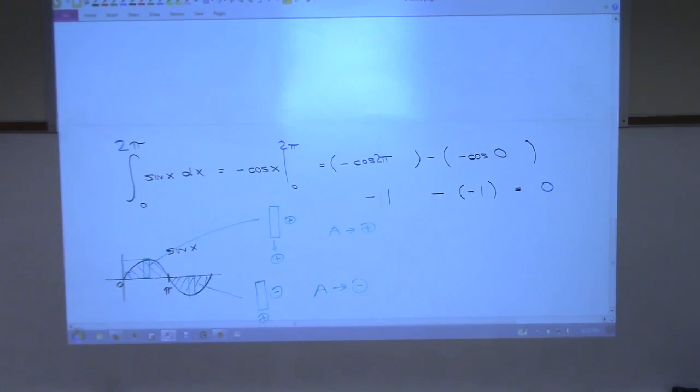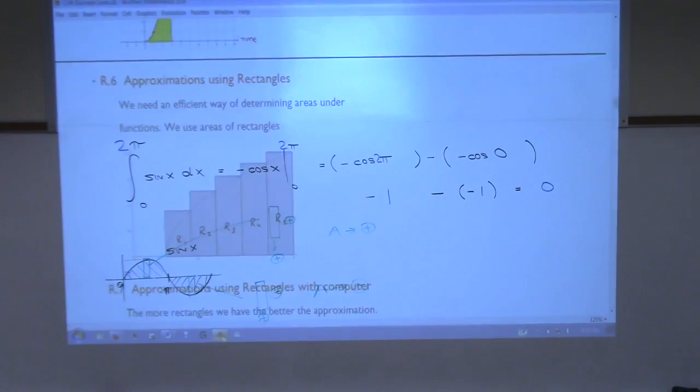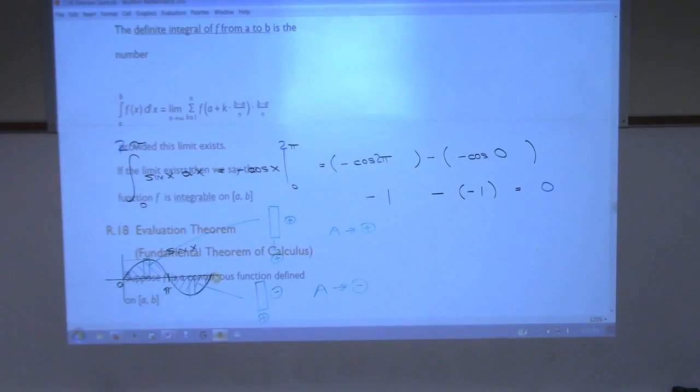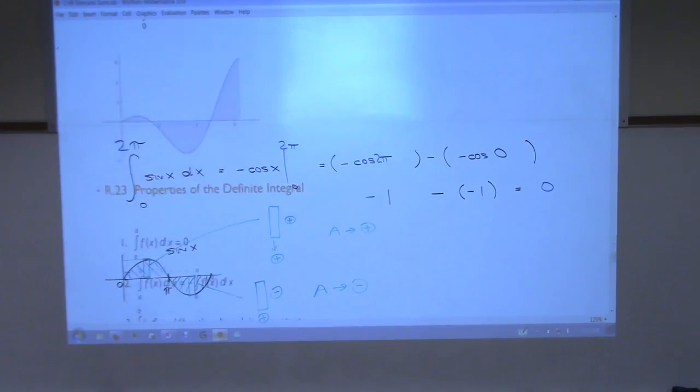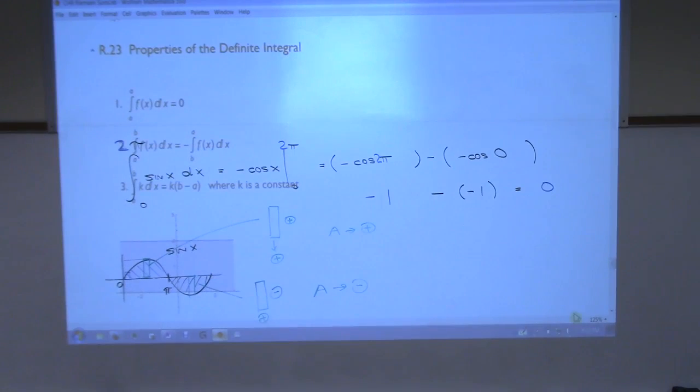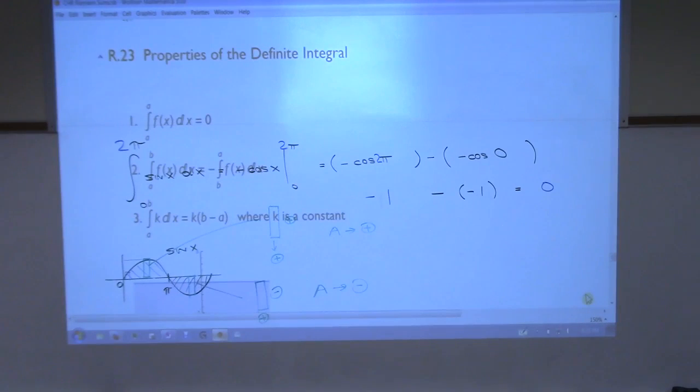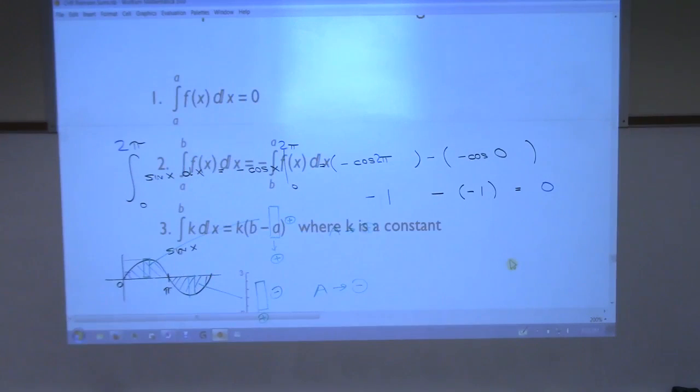All right, let's talk a little bit about some of the properties of definite integrals. I think there's about 8 of them here that I have listed. I'll go through these pretty quick.